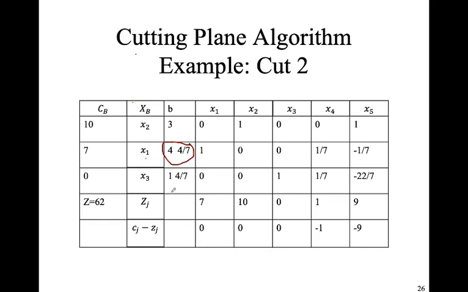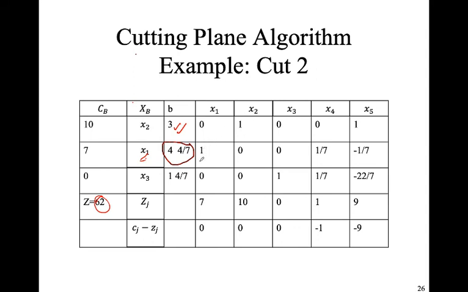Okay. So now you can see here the x2 is converted into the integer value. And your solution z is 62. But again we have the integrity condition on the x1 as well. So x1 is not satisfying the integrity condition, hence again we have to apply the same procedure. We have to add the cut number 2, Gomory cut plane.